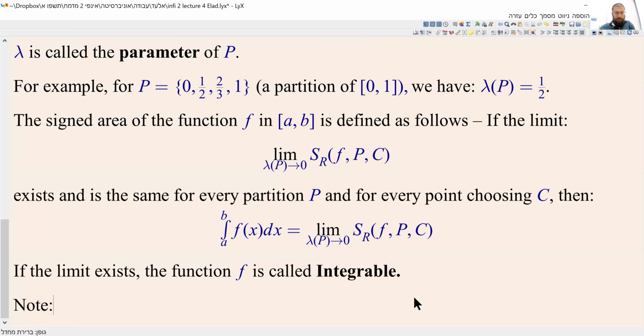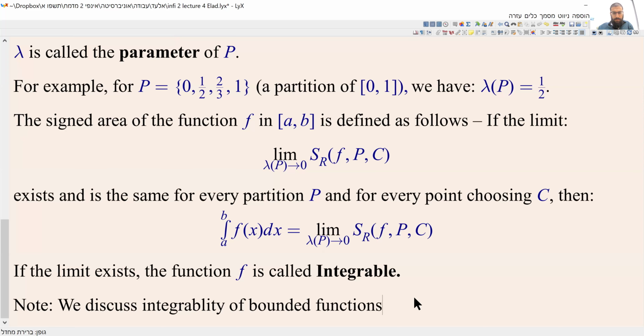Note, we discuss integrability of bounded functions only. Unbounded functions.